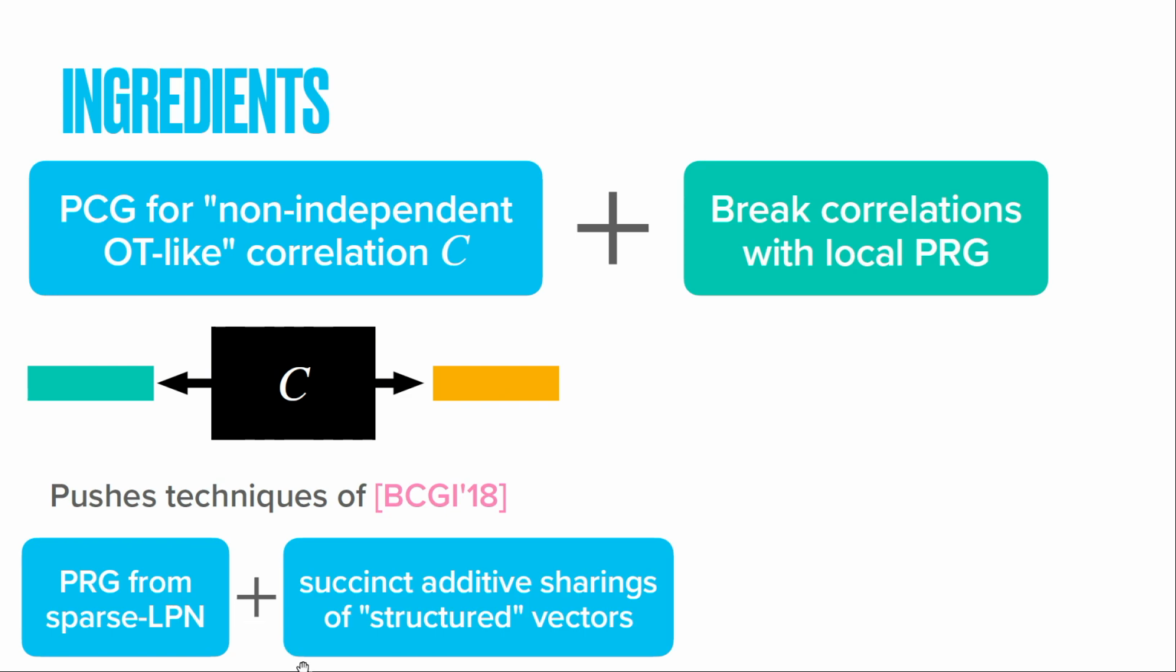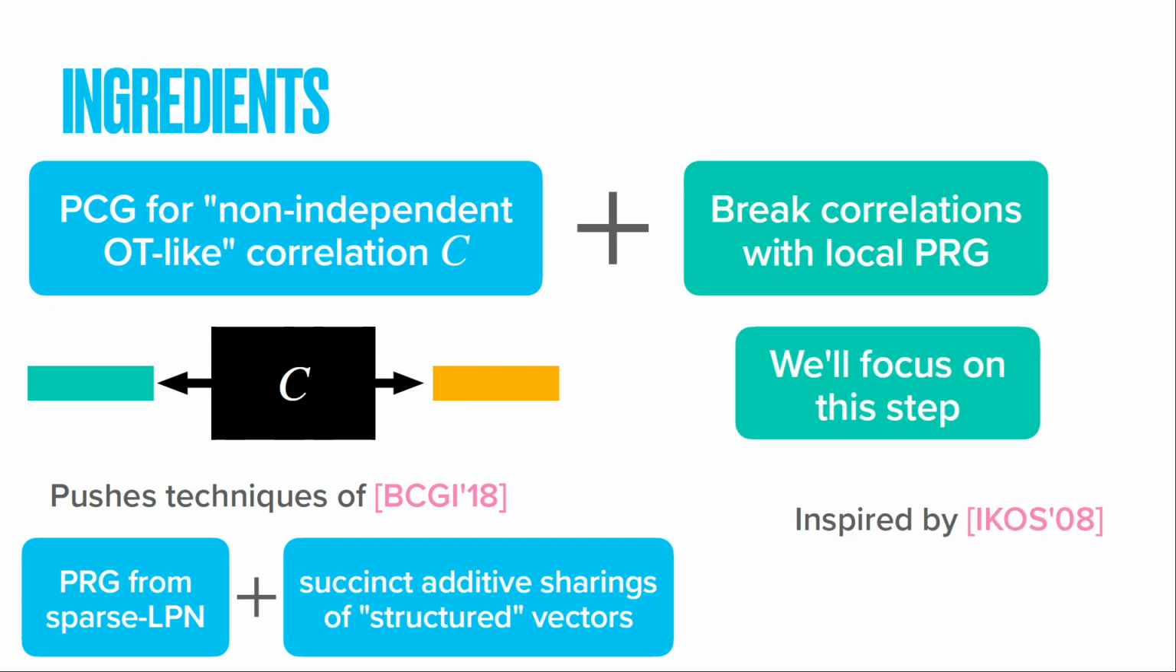But in any case, I'm not going to have time to say too much about this part of the construction. I'm going to focus more on the second step, where we use our local pseudorandom generator to break the correlations that we have from this box C, which we've implemented. And this idea is inspired by what ICOS did in 2008.